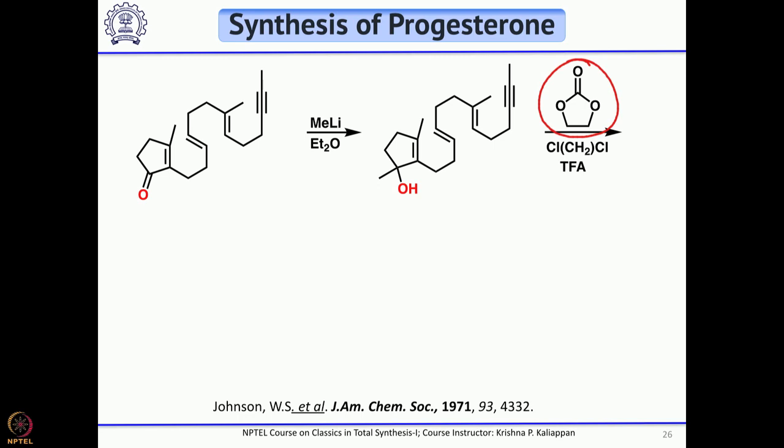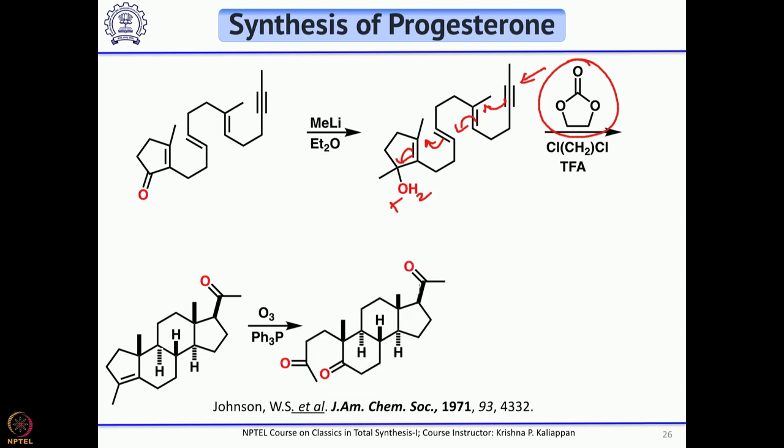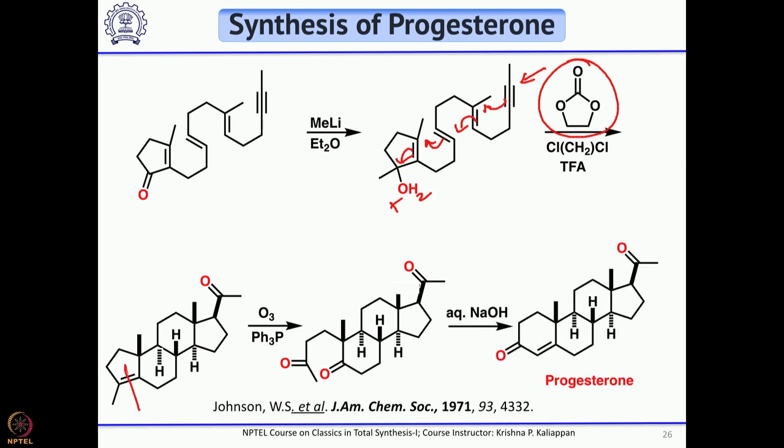So as I said, here protonation will take place, this double bond will migrate, this double bond will migrate, this double bond will migrate, then the triple bond will migrate, then water will attack, you get the corresponding keto. Now from here to progesterone is very simple. Ozonolysis will give the diketone. Now a simple aldol reaction will give you the corresponding natural product, that is progesterone.